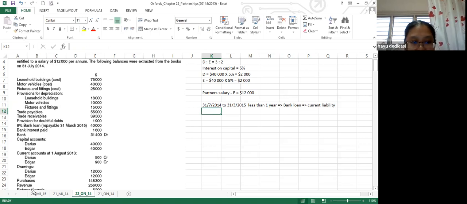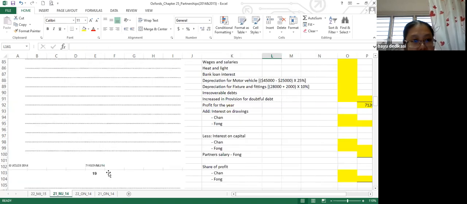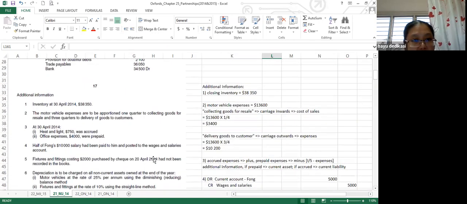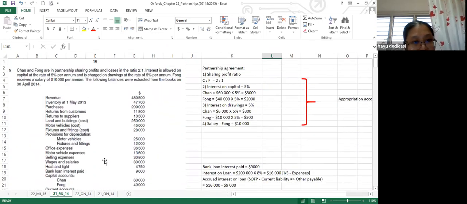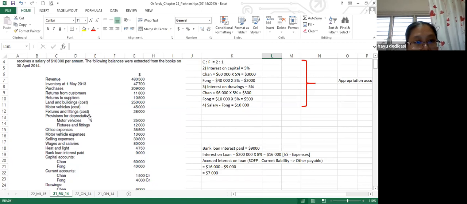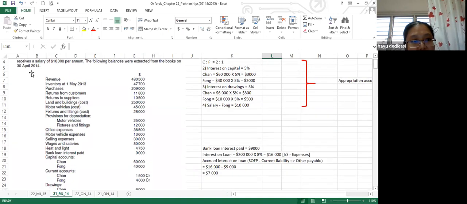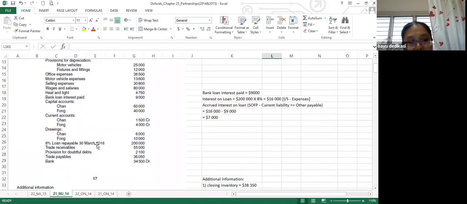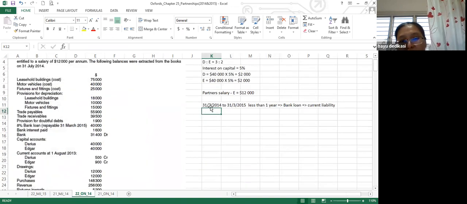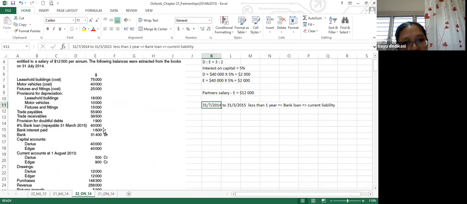This one is slightly different from the other two. Let's see the bank loans. Is there any issue on the bank loans? The bank loan in 2016, the financial year, is more than 1 year, so this is a non-current liability. But this one is less than 1 year. So this bank loan in here, 40,000, is a current liability. So the rest, what else to take notes?